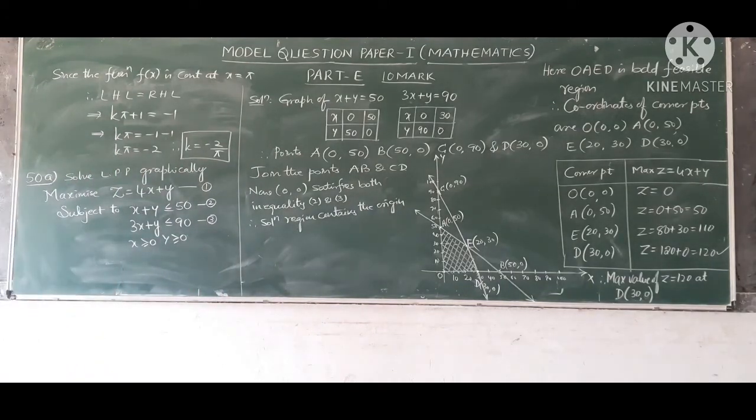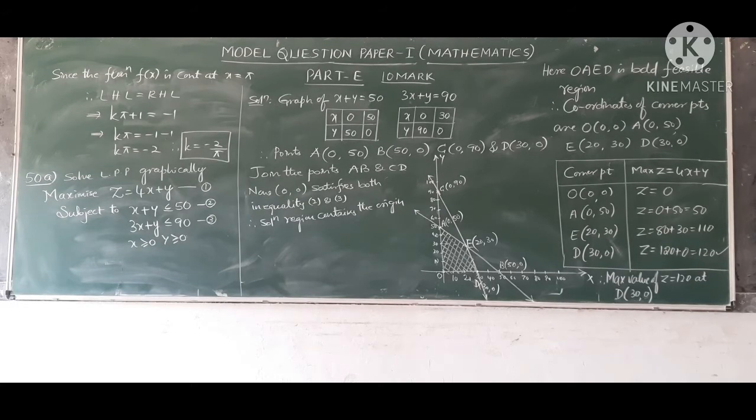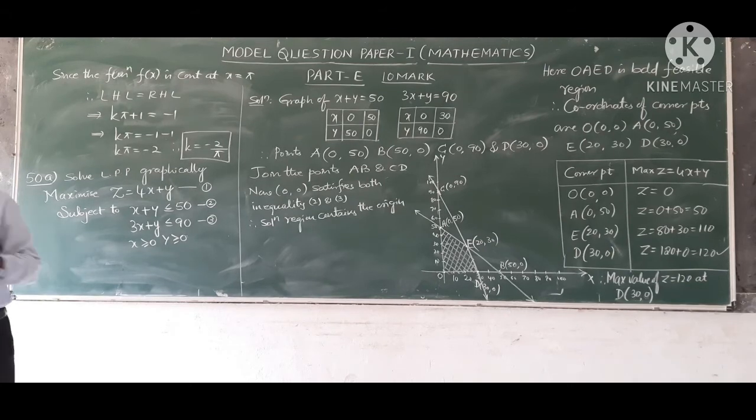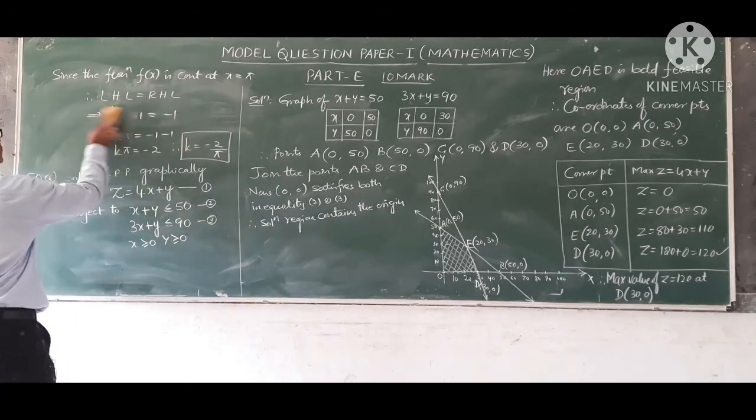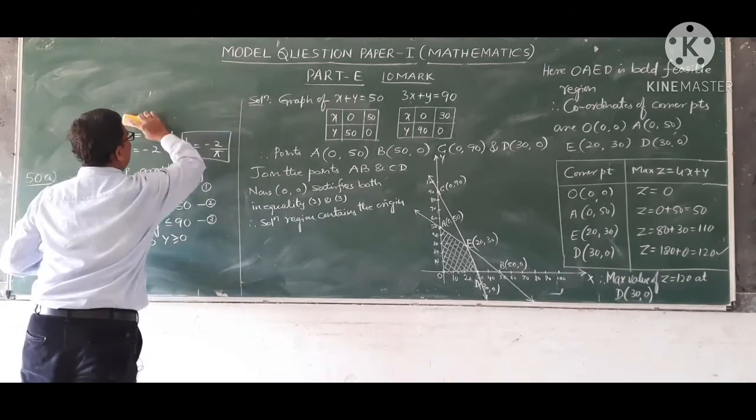The function z is equal to 120 at the corner point 30, 0. Okay. Now last question, 50th B, 4 marks.